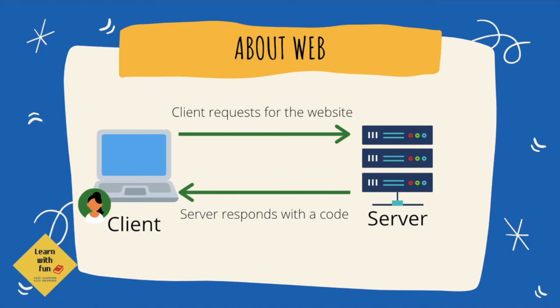And on the left we have the client. Now client is any computer device or any machinery that is going to view a website. It could be a phone, it could be your PC, it could be your laptop, anything. So now the client requests the website from the server. Now the server gets the request of the client, approves it and responds to the client with a code.